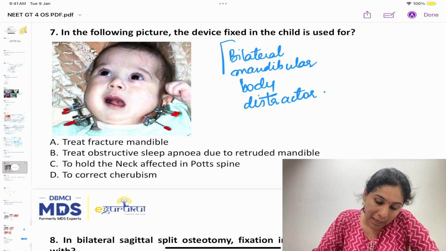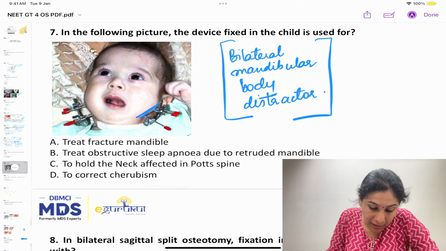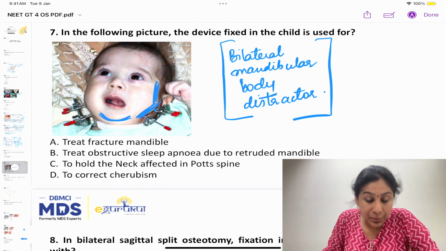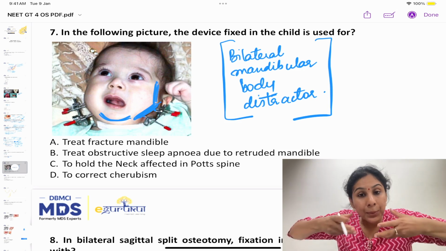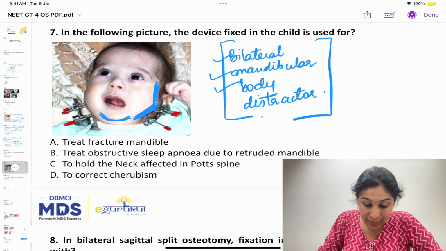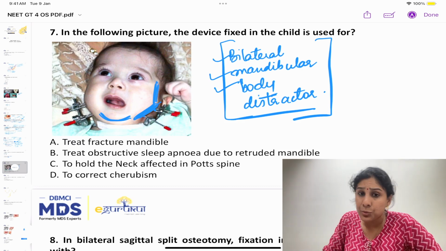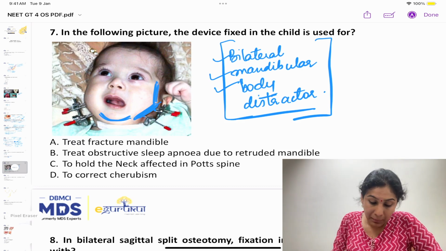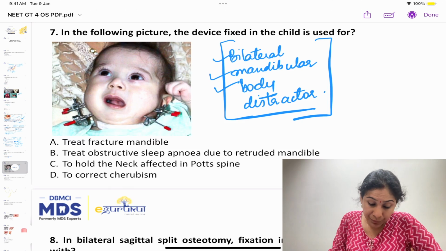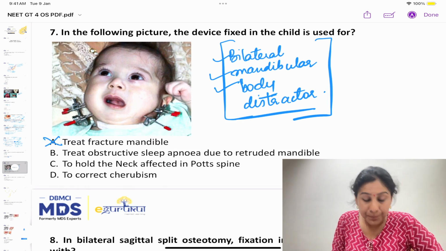So bilateral mandibular, we can see because it is bilateral, it is there in the body region of the mandible. This is the ramus, this is the body, this is the anterior region of the mandible. So it is fixed in the body to advance the mandible anteriorly. So bilateral mandibular body distractor. Alright, this is the old-fashioned distractor still used in many institutes. But remember, this image is a distractor. So what are we using it for? To treat mandibular fracture? Of course not.